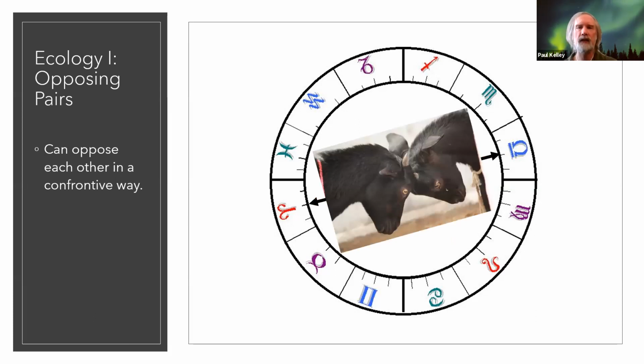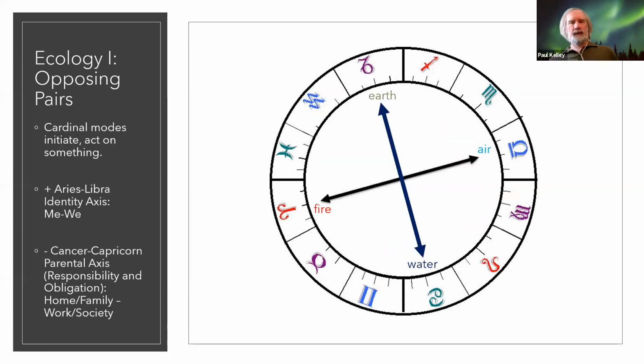Opposing pairs, as I said, balance each other, but they may also oppose each other. They may confront each other. They may butt heads. This one should be the Capricorn Cancer axis, obviously, because it's two goats butting heads, but we're talking about Aries Libra, so we'll just put the picture there. Let's look at the opposing pairs by mode. So first, the cardinal mode. And we're going to start with the first sign of the zodiac, Aries, which is cardinal fire, and its opposite, cardinal air. Fire and air are the same polarity. They're a positive polarity. Now, opposites are like two sides of the same coin.